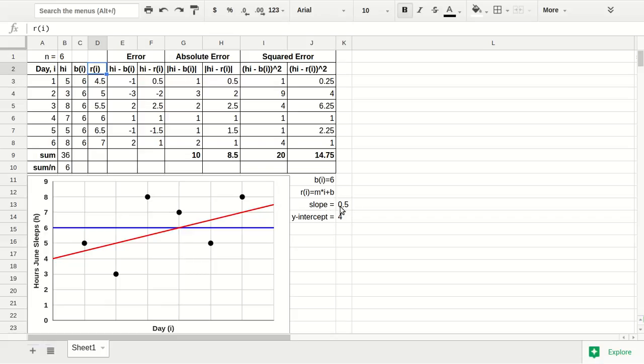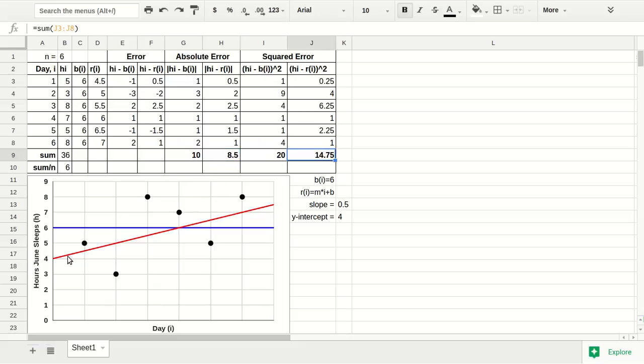And initially we had used a slope of 0.5 and a y-intercept of 4, which we showed did have a smaller total absolute error. So it's better than the mean line, and it's also got a smaller total squared error. So it's better than the mean line for both of the metrics that we're using.